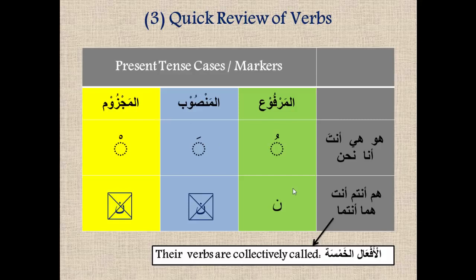On the bottom, we have the af'al al-khamsa, the 5 verbs. Those are the ones conjugated for hum, antum, anti, huma, and antuma. Al-af'al al-khamsa take the presence of the noon, thubut an-noon, as the marfu' marker, and hadf an-noon, dropping of the noon, for the mansub and the majzoom. So their markers revolve around the presence or the absence of the noon.